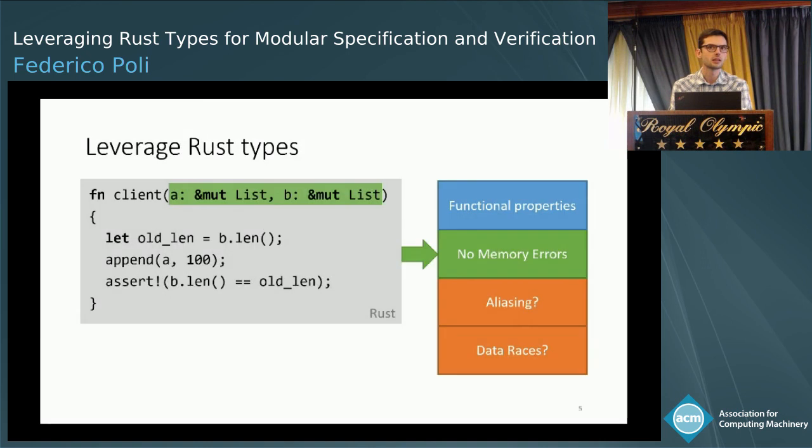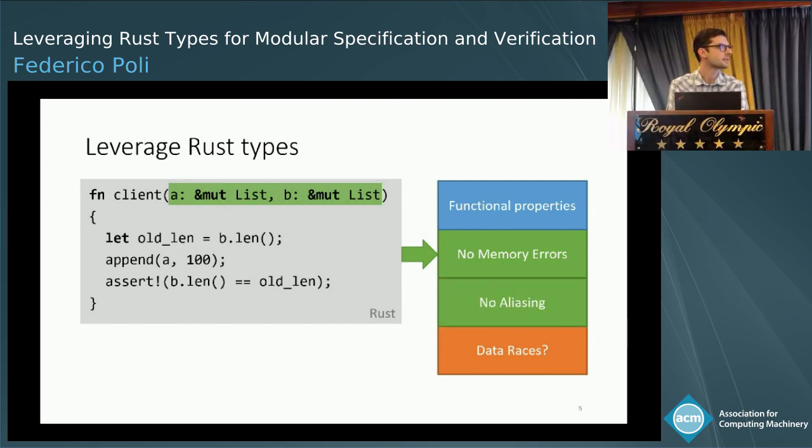What about aliasing? A mutable reference in Rust owns the memory locations that are reachable from the mutable reference. So since a memory location cannot have two owners, in Rust, these two mutable references that are passed as parameters, A and B, are unique pointers. They point to disjoint memory locations.